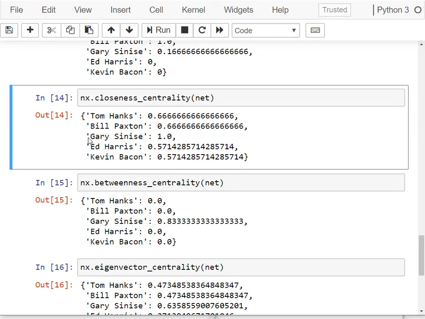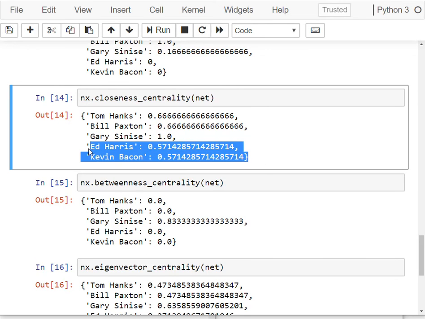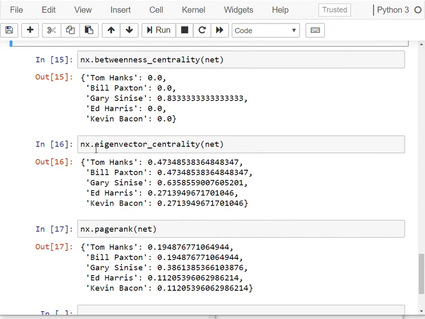Now, this measurement is normalized, and hence we can see that Gary Sinise is the most central node in the network compared to other nodes. In this example, Ed Harris and Kevin Bacon are the least central using closeness centrality. Betweenness centrality is also related to this concept of shortest path, but instead of looking at the path itself, it looks at the number of paths that go through the node.